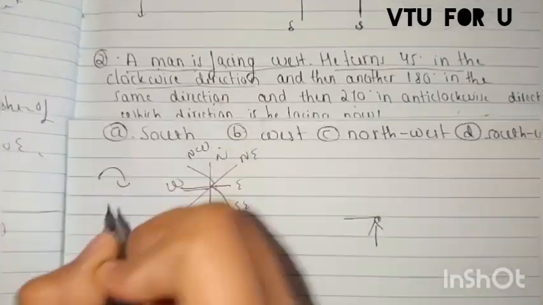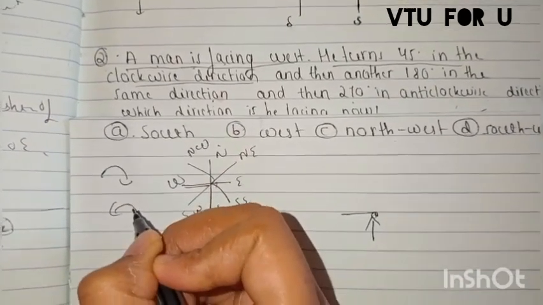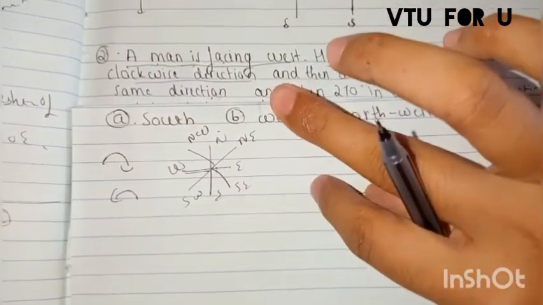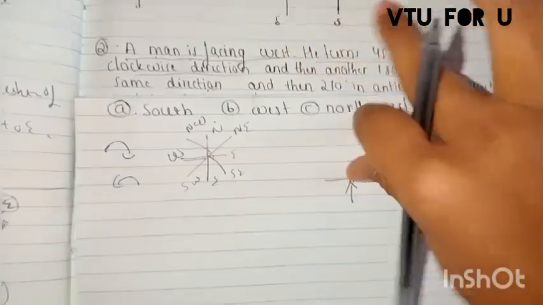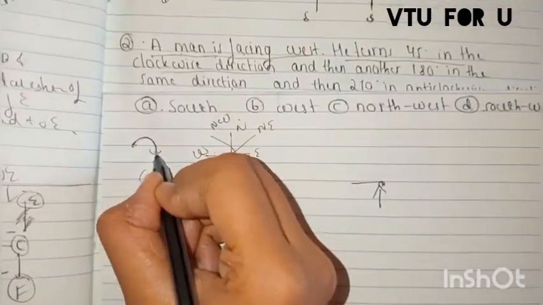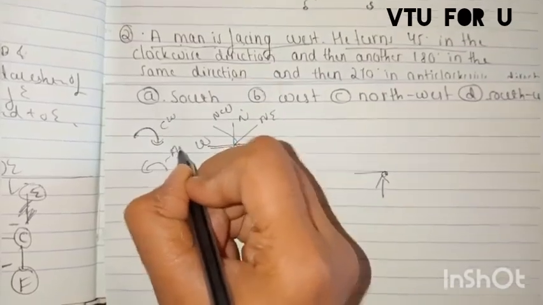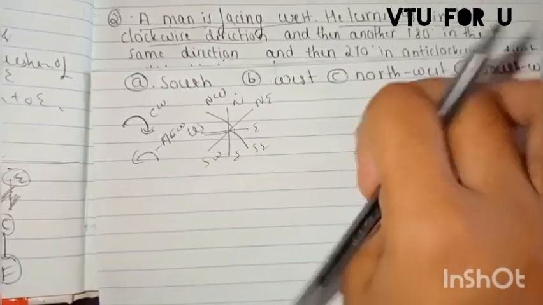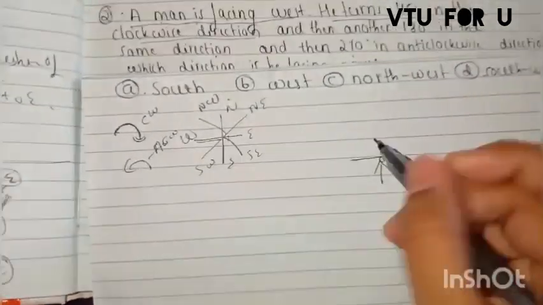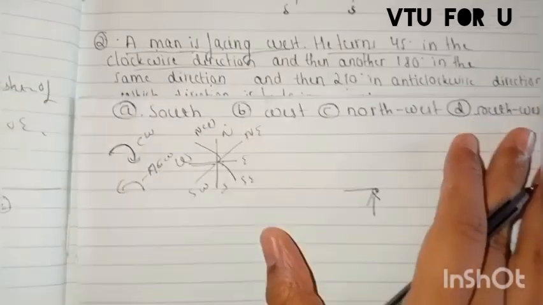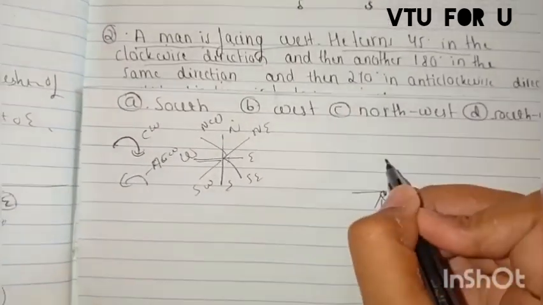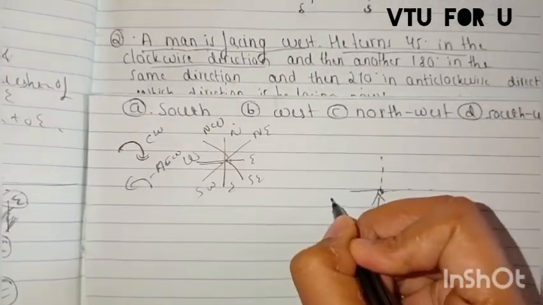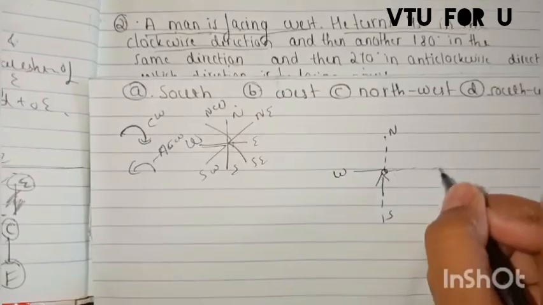As we all know, this is clockwise and this is anti-clockwise. So just consider your hand here at the point where the man is, and as I said earlier, this is clockwise. See here, this is clockwise and this is anti-clockwise. Consider here this way, so this is clockwise, right? So how many degrees is he going to turn? He is going to turn 45 degrees in clockwise direction. Just consider this map here. As we all know, he is moving towards west. This will be west, this is north, this is south, and this is east.